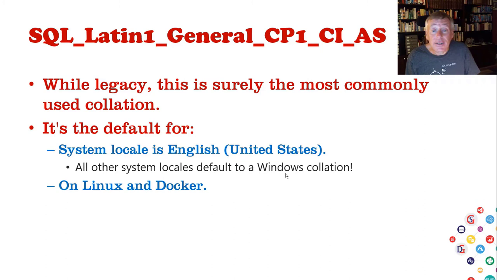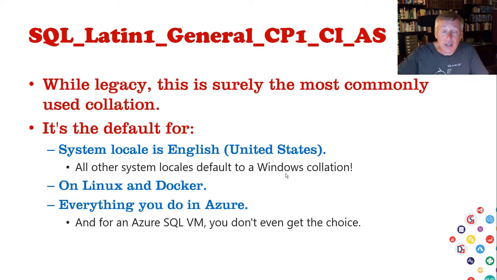On Linux and Docker, where there is not really a setup wizard, that might also be the default, unless you specify otherwise on the command line. And for anything you do in Azure with the portal, when you select the collation, the dropdown will always have this collation as a default choice. Well, with the exception of Azure SQL VMs, because in that case, you don't even get the choice in the portal. You will have to change the collation once the VM has been created.